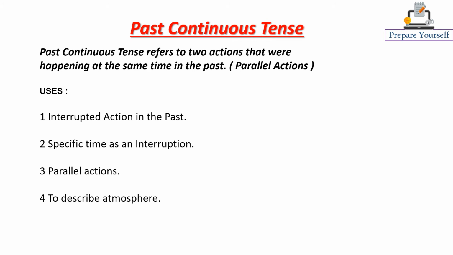Let's now have a look at the past continuous tense. Past continuous tense refers to two actions that were happening at the same time in the past. They are also called parallel actions. Let's have a quick look at the uses of past continuous tense.